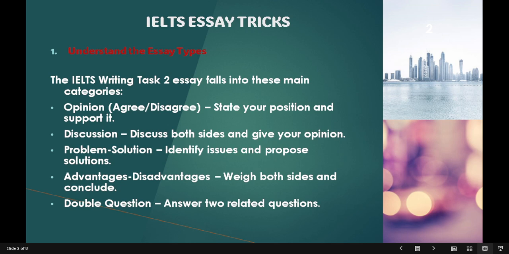Then we have the advantages and disadvantages kind of question, where you're weighing both sides and then conclude. You're weighing both sides, you're not giving your opinion now. You're just saying these are the advantages of this particular thing, and these are the disadvantages of that particular issue, after which you conclude. Then we have the double question essay, where you answer two related questions. As we go through these slides, we're going to get a better understanding of what it actually entails.